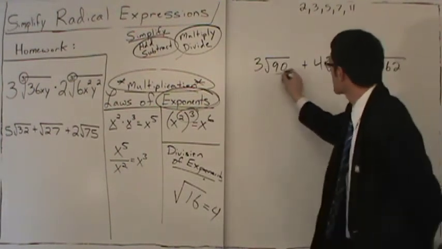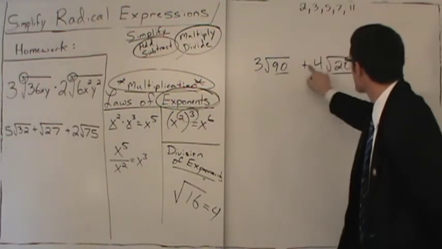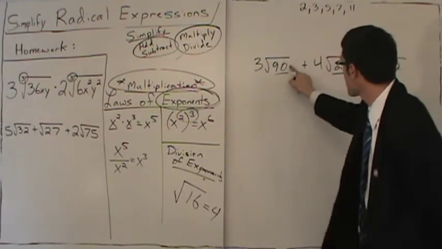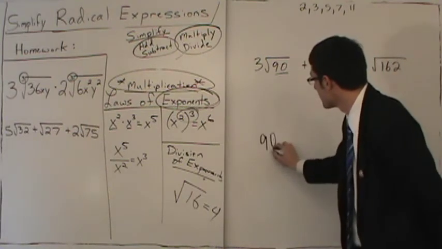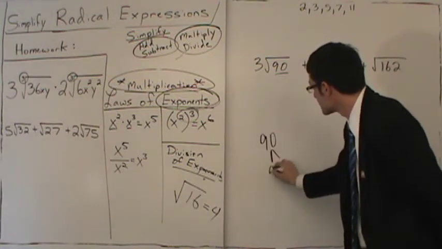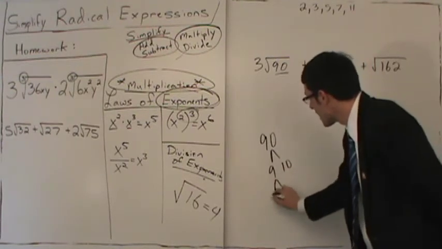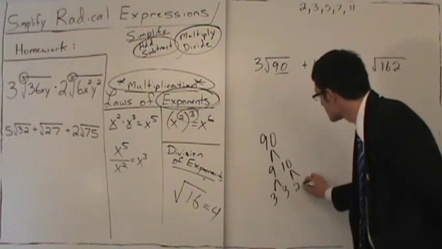So we take each number and break it down. Remember, you cannot add 90 and 20 and get 110. We cannot add what's underneath the radical. Okay, so we take this 90 and break it down. 90 is what? 90 is 9 times 10, which seems easy. 9 is 3 times 3. 10 is 2 times 5.